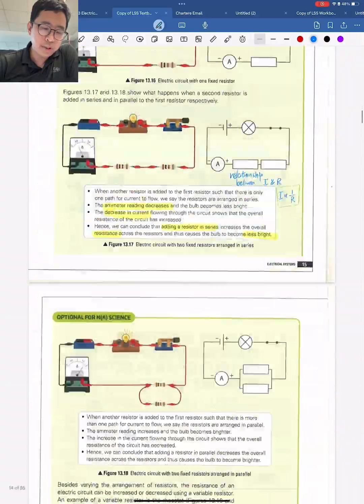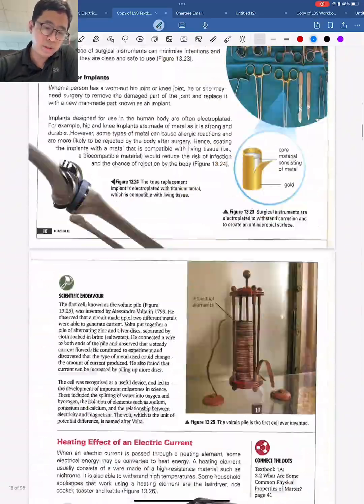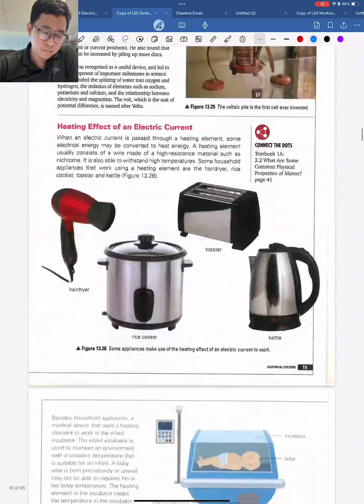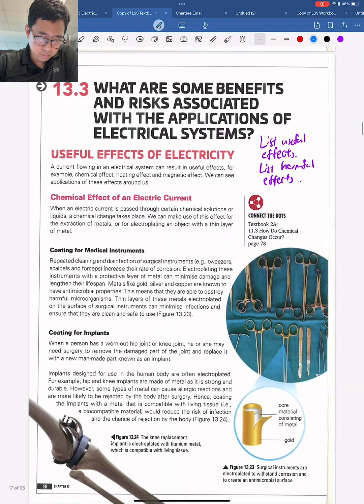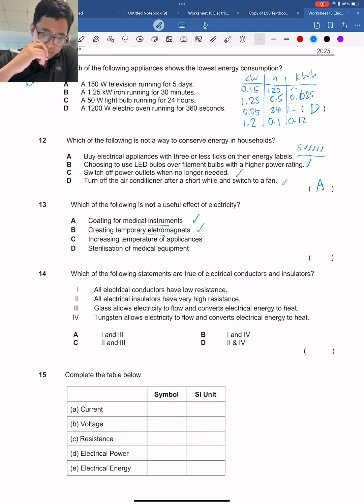I don't really like this question as well, but it is a facts question, right? So increasing the temperature of the environment, this is a heating effect, right? So this heating effect. This is a chemical effect. And this is a magnetic effect. So this is wrong, so the answer should be D.